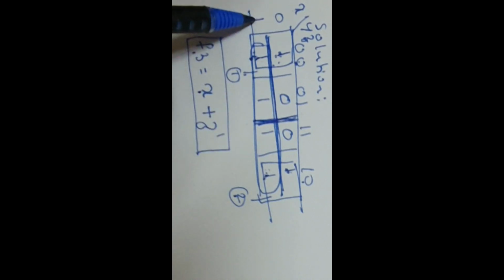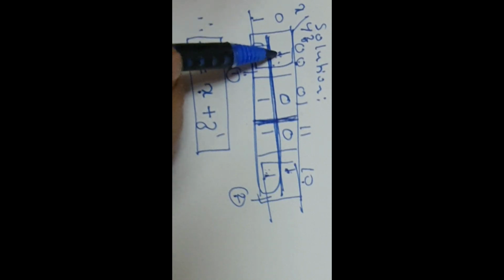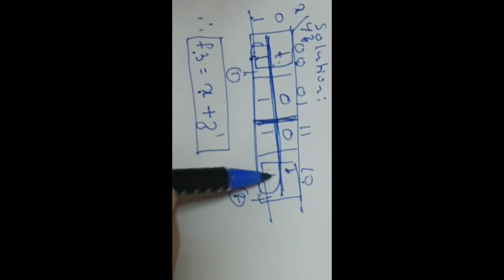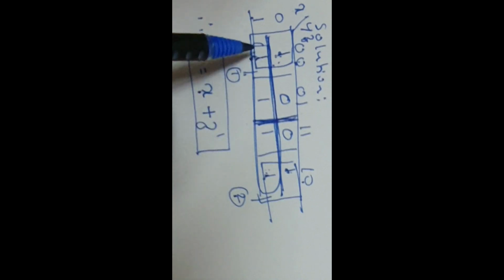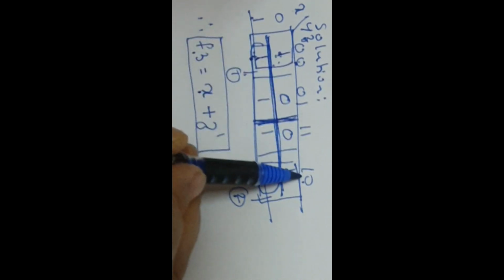So x is 0, x is 1, nothing is common. So leave that. Then column wise, these two in this column, these two in this column. All the 4 if you take, in 2 columns they are covered. So this column and this column.